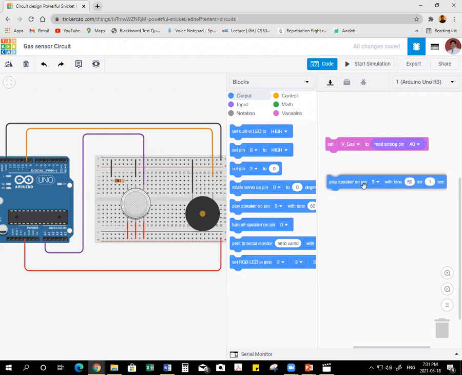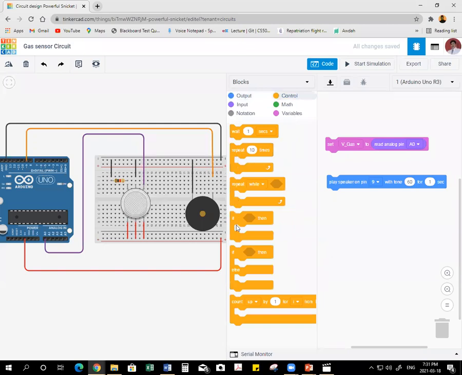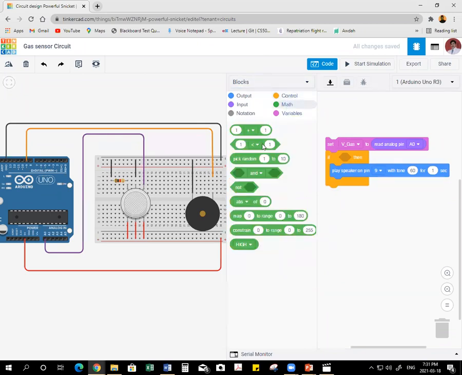Now this speaker has to be played when gas is detected. So for that we need an if condition. Control, if. We need the if condition. You keep it here and set it here. Now what is the if condition? We must have a control, math control, that you keep it here. Now what we are seeing is the value of the gas, meaning the intensity or density of the gas.